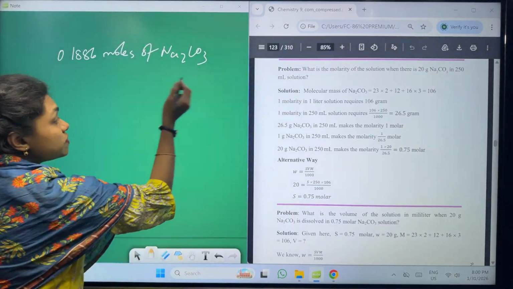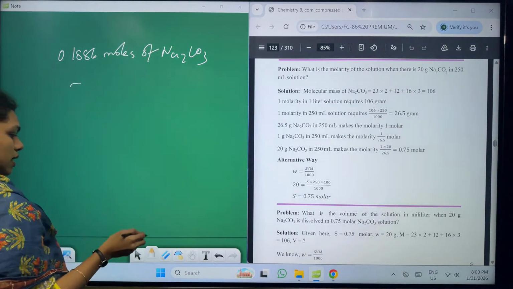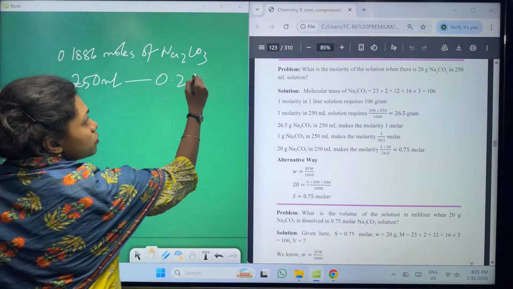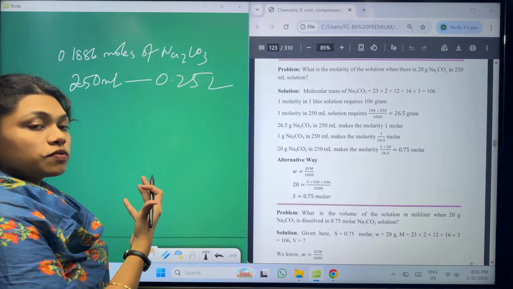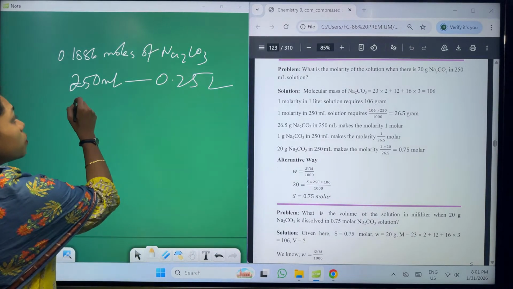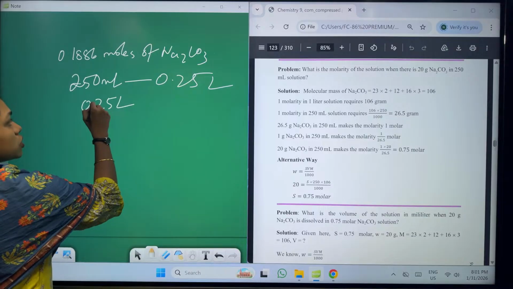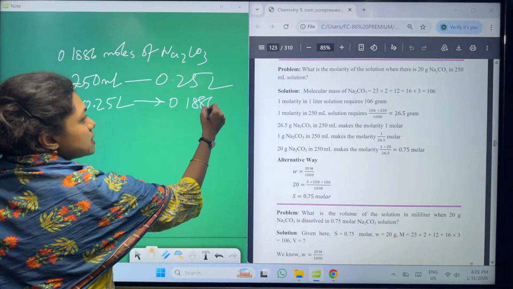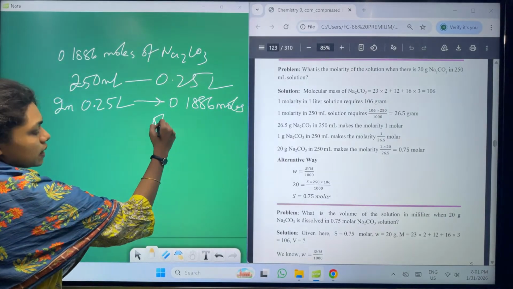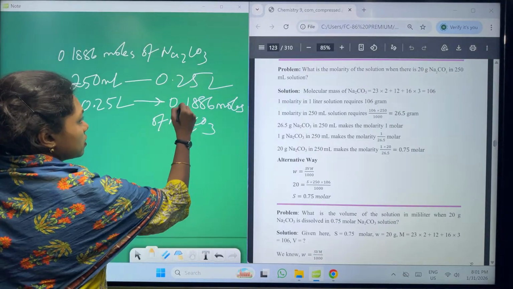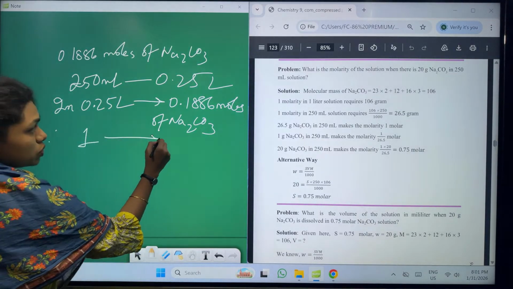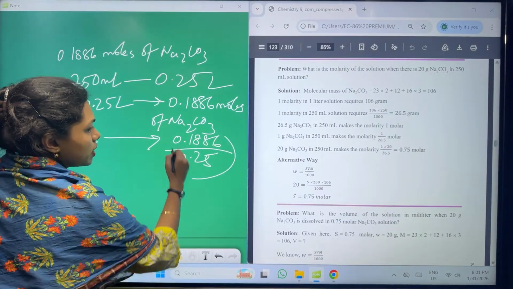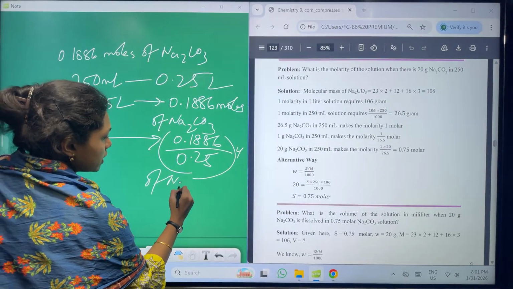And we have 250 ml solution. Now once again, I'm going to remind you 250 milliliter is equivalent to 0.25 liter. How? In order to understand this, you have to watch my previous class, okay? So now in 0.25 liter solution, we have 0.1886 moles of Na2CO3. Therefore, in 1 liter solution, we have 0.1886 divided by 0.25 moles of Na2CO3.